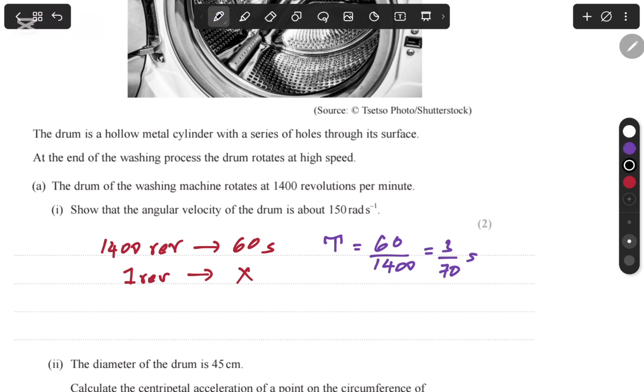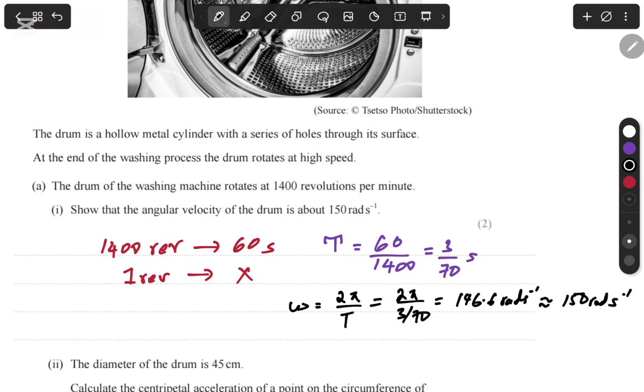And then we can plug it in the equation. Omega is equal to 2 pi by T. So we're going to get the answer as 146.6 rad per second, which is approximately 150 rad per second.